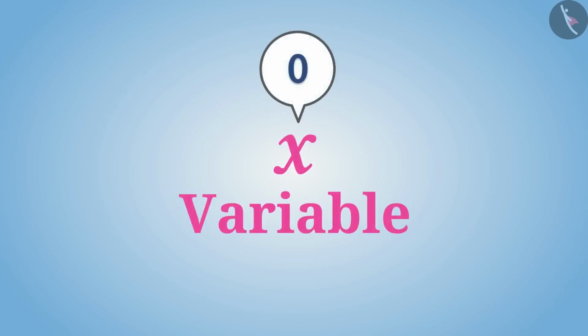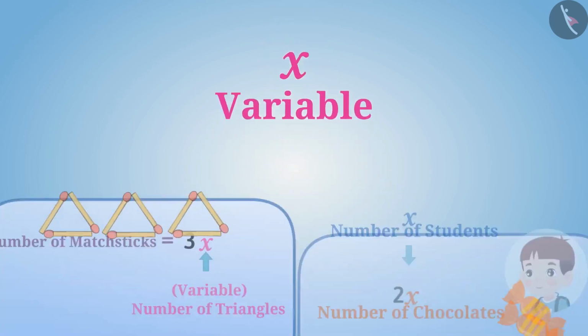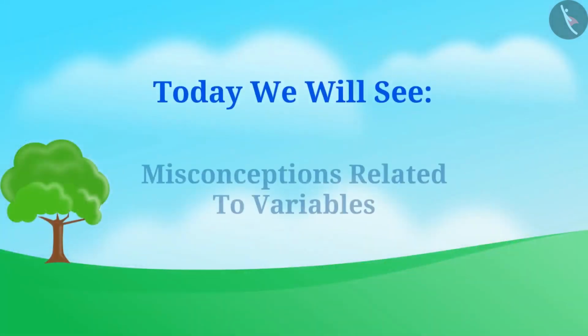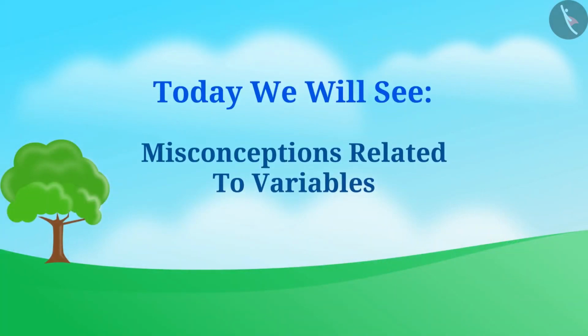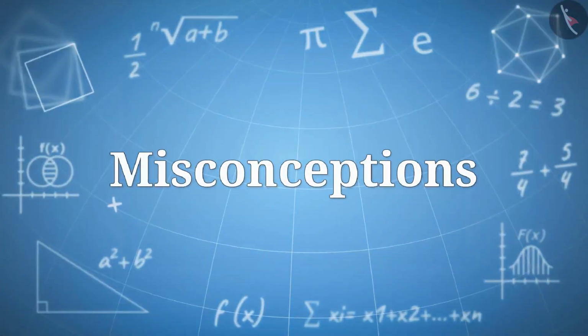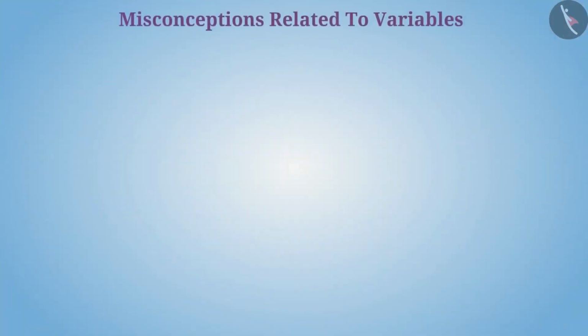So far, we understood the concept of variables and also solved some examples related to it. Today we will see some misconceptions related to variables. Misconception 1.